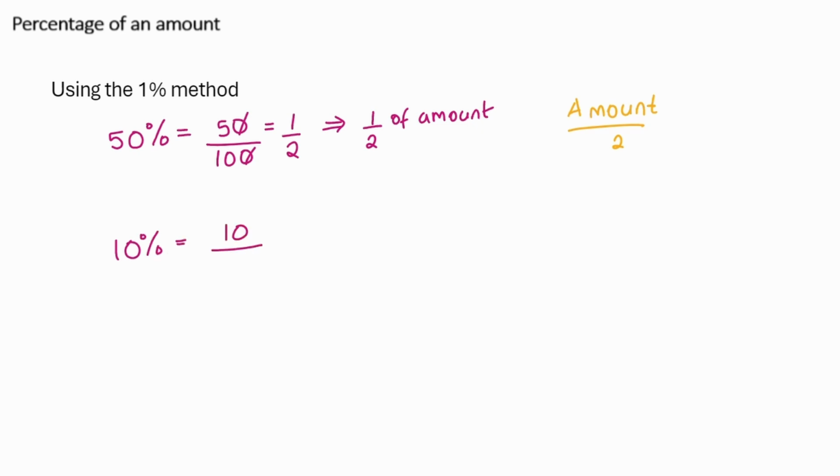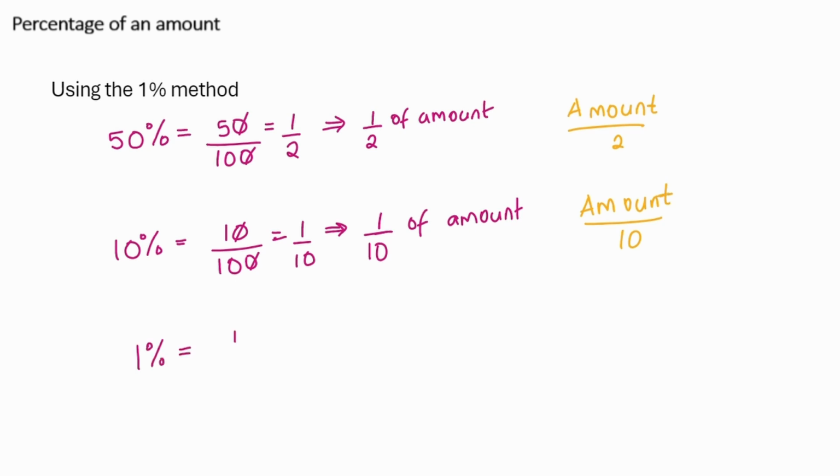10% can be written as 10 over 100, and we can simplify that and write it as 1 over 10, which means that whenever we're looking for 10% of any amount, we are looking for a tenth of the amount. So what we can do is we can take the amount and divide it by 10 to look for 10% of the amount. Whenever we are looking for 1% of the amount, 1% is simply 1/100th, so we can just find 100th of the amount, and we can do that by taking the amount and dividing it by 100.